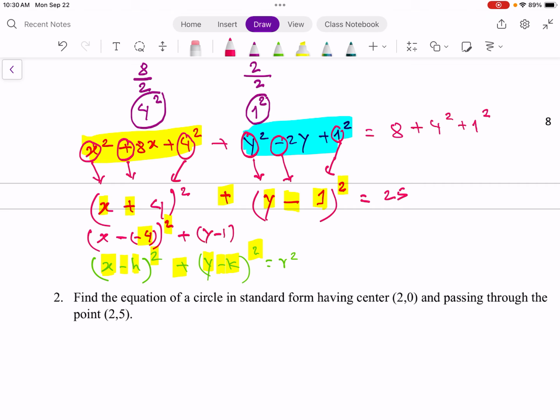(y minus 1) square equals to, now we have 25, and we need to write that 25 as a square of some number. How can we rewrite 25 as a square of some number? 5 square, right? 5 square. And this is the equation of the circle in standard form. We started with a general form, and we were asked to rewrite that general form in a standard form. Okay.